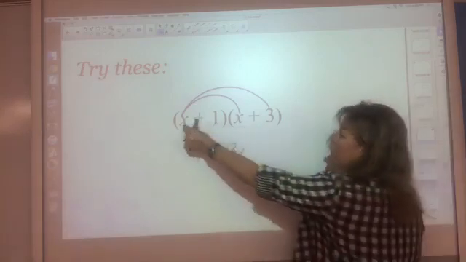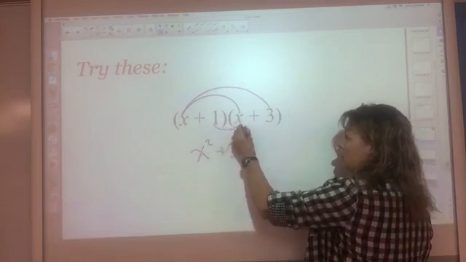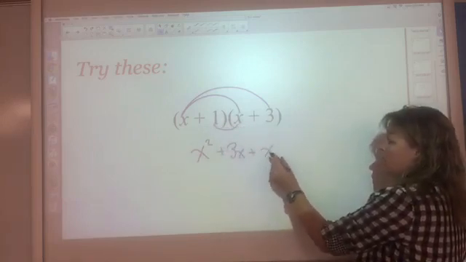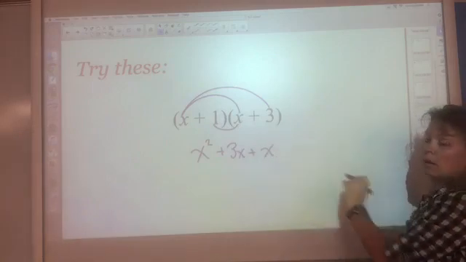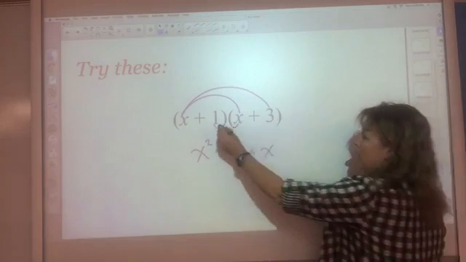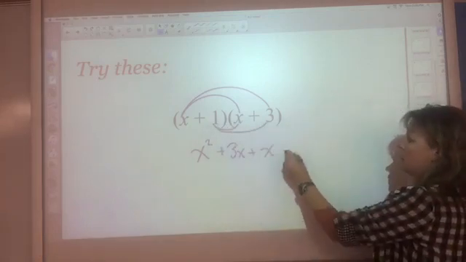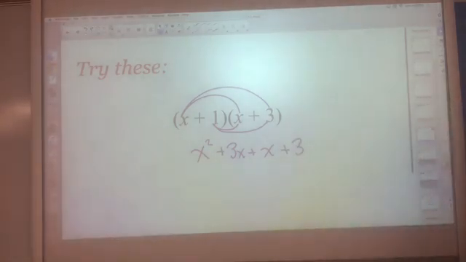We've taken care of that. X has already been distributed twice. The 1 needs to be distributed twice. I'll allow you, if you need to, go ahead and put a 1 in front of that x, as long as it's in your work and not in your answer. And then your last, 1 times 3, again, be careful that you're multiplying. 1 times 3 is 3.